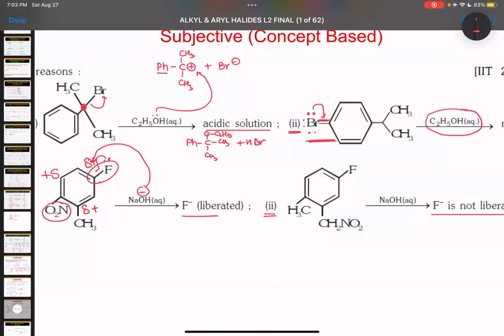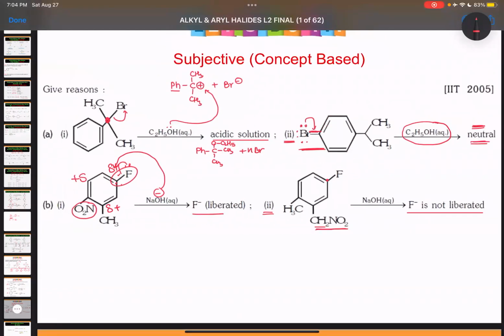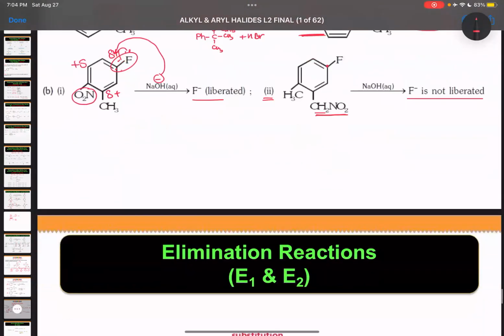Yeah, exactly. Because NO2 is not directly connected to the benzene ring. There is one more carbon, and next to that carbon, the NO2 is there. So it is not helping the reaction to happen. It is not bringing in the positive charge. Is it clear? So that's why this F is not able to come out. But in the earlier case, the ring became more reactive because of the NO2 group, so it reacted. So just a basic question, but very, very important.